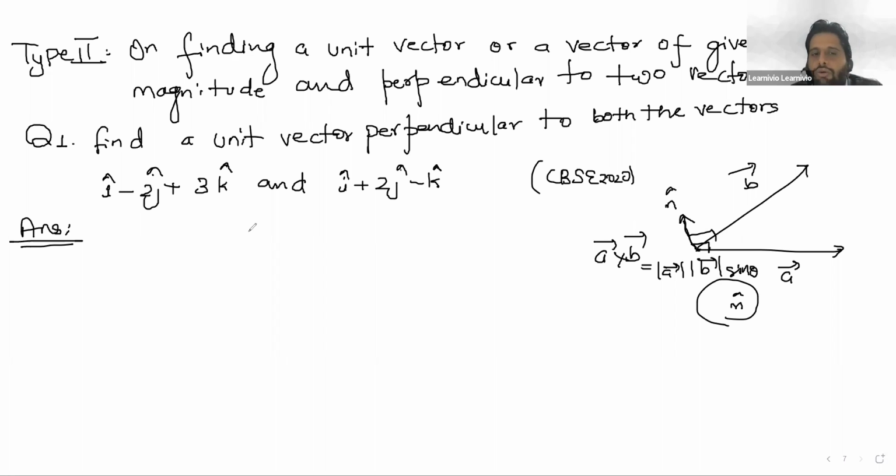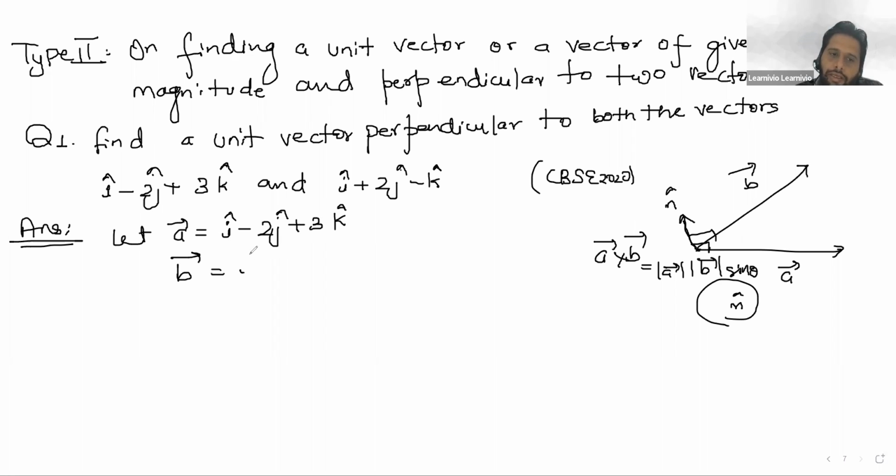Okay, so you have two vectors. Let A be equal to i cap minus 2j cap plus 3k cap, and B equal to i cap plus 2j cap minus k cap. If you find A cross B, suppose C is A cross B, you will get a vector C which is perpendicular to both A and B. Is it clear?